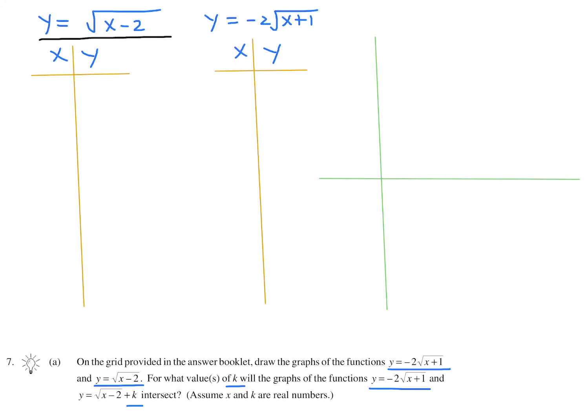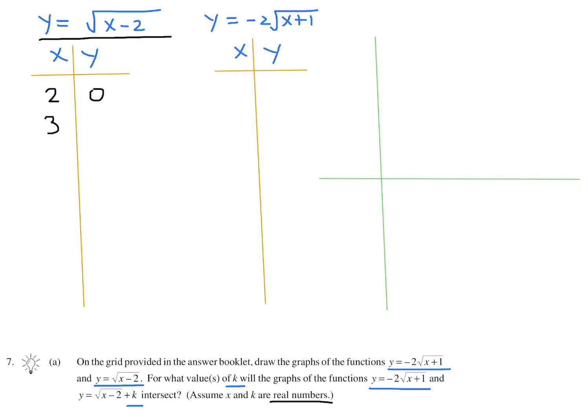For the first one, y is equal to the square root of x minus 2. When x is 2, y is 0, and that is where the graph starts, because x cannot be less than 2, right? If it's less than 2, you'd have the square root of a negative number. And they told us that we're working with real numbers, so there are no imaginary numbers in this question. So the graph starts when x is 2.